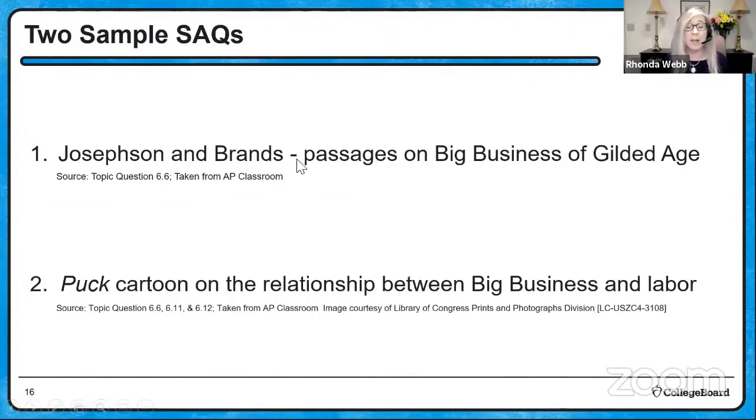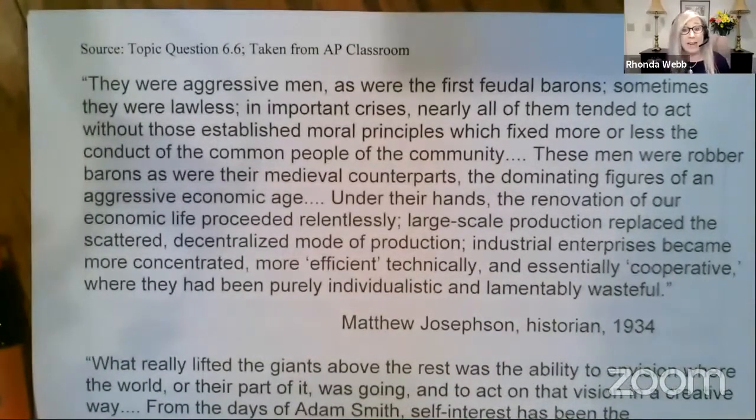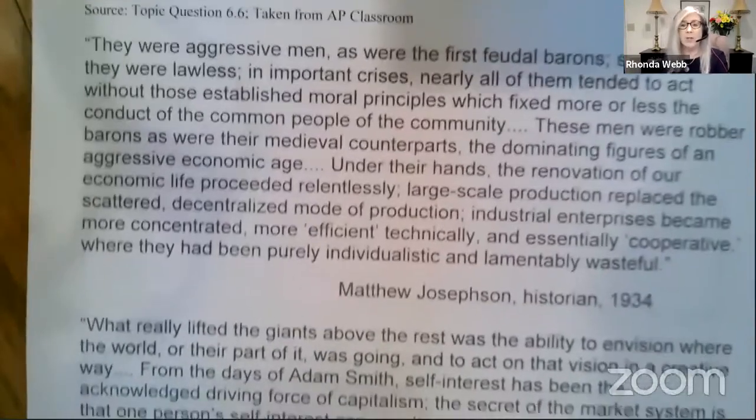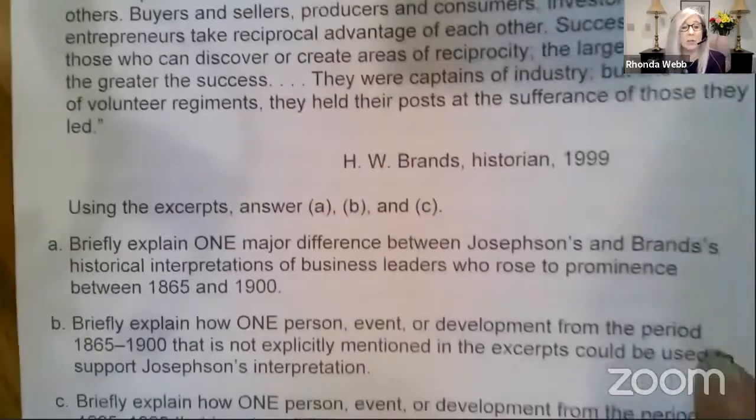So as I've done on previous videos, we are going to use the document camera, and I've come up with a sample answer that I've made up. You can certainly have different answers, but I want to show you how I've set up the answer. All right, so here's the first question. You've got this passage from Josephson, and you have a passage from H.W. Brands. And the questions, look what they're asking us to do.